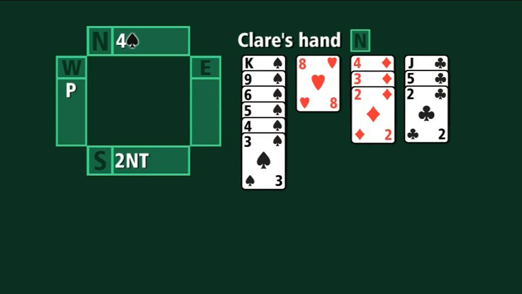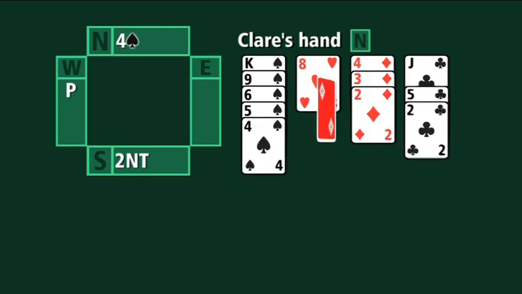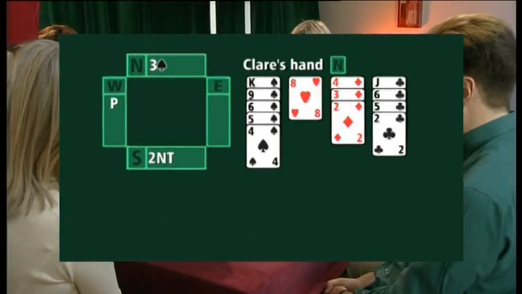Excellent bid, Claire. But if we took away a spade and we added another card, then now Claire would still just go for game, but rather than jumping to 4 spades, she'd have to say 3 spades, because if partner only had a doubleton spade, then they'd have to play in 3 no trumps. Good. Now let's change Claire's hand slightly.